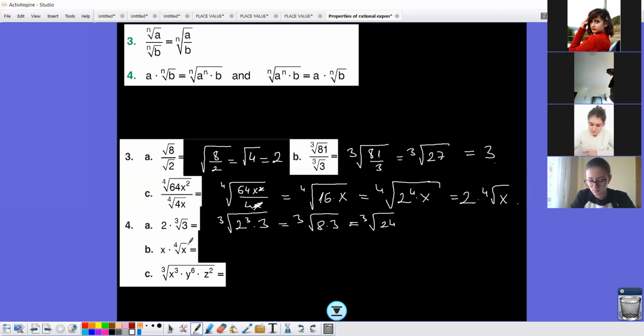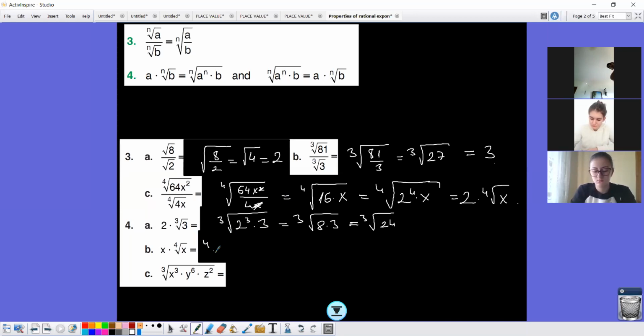Now, let me show you this one. Because I have a fourth root here, I will take 4 inside the fourth root. So if taking X inside of the fourth root, it will be X to the power of 4 times X. Then it is the fourth root of X to the power of 5.